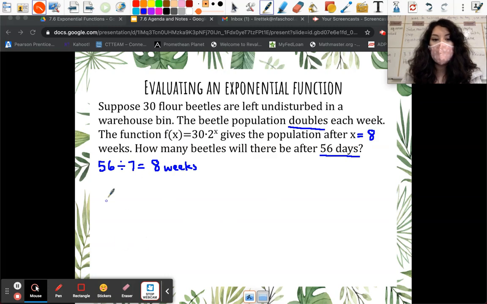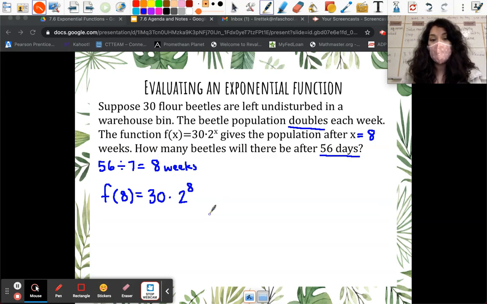So instead of evaluating f of x, and again, f of x is just another way to say y, it's going to be f of 8. And I'm just going to replace anything that has an x.